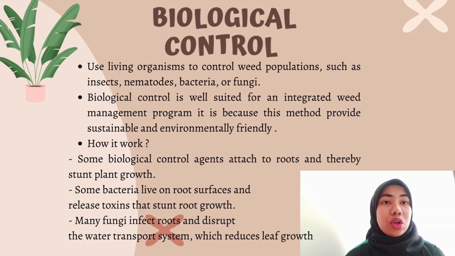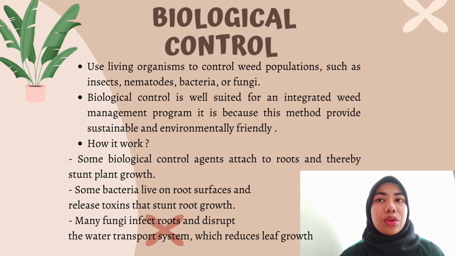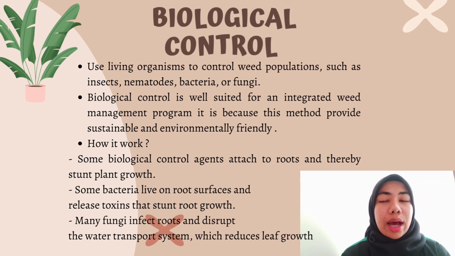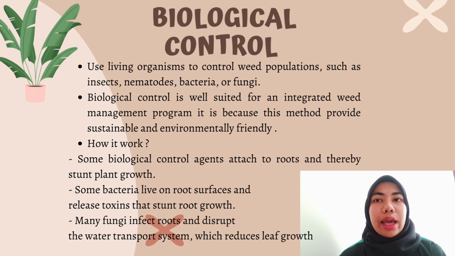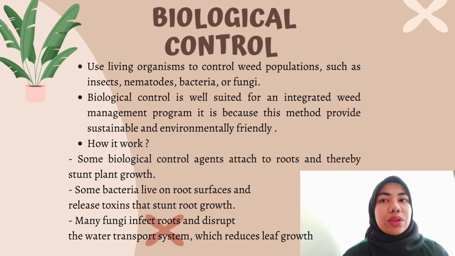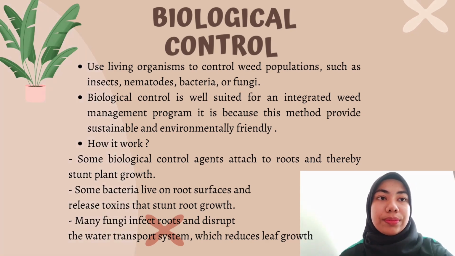How does biological control work? It works when some biological control agents attach to roots and thereby stunt plant growth. Then, some bacteria live on the root surface and release toxins that stunt root growth. Other than that, many fungi infect roots and disrupt the water transport system, which reduces leaf growth.